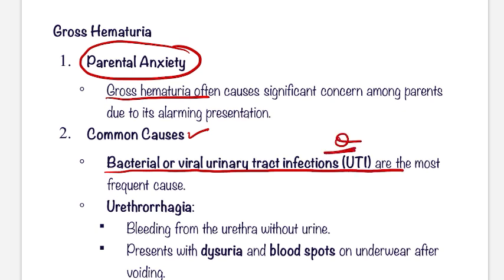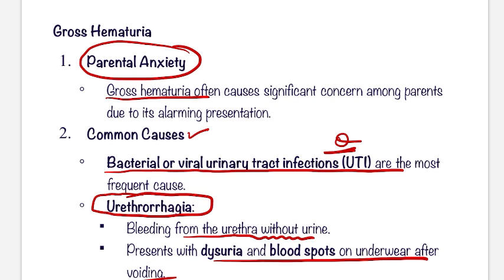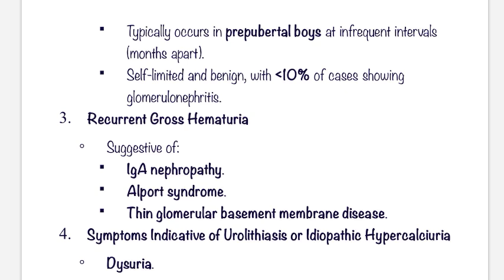Again, one entity is very important, that is called urethrorrhagia. What is it? This is bleeding from the urethra without urine, presenting with dysuria and blood spots on underwear after voiding. So what is this? This condition we have to remember as a pediatrician. So what is the significance? This condition typically occurs in prepubertal boys at infrequent intervals, and generally this is self-limiting. Okay, this was for gross hematuria.